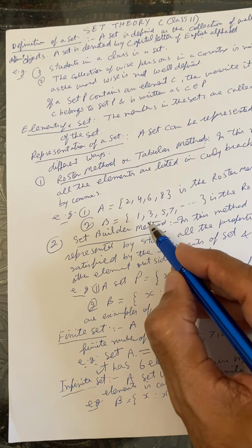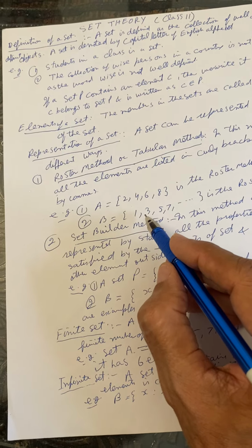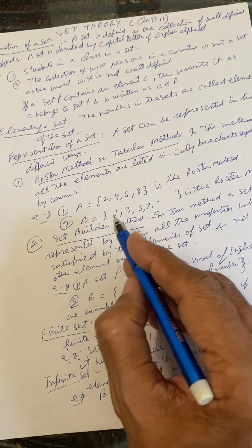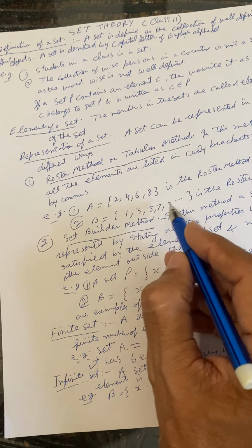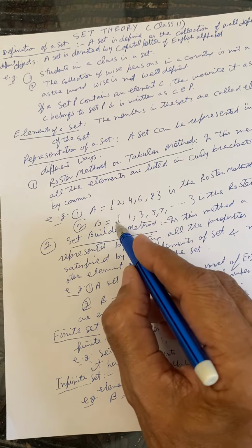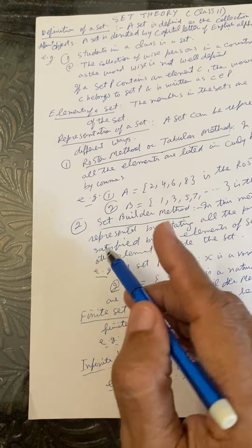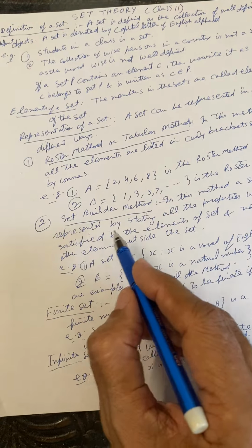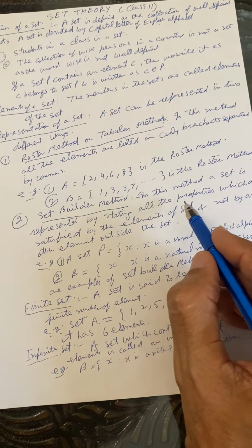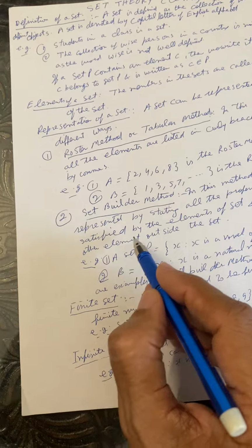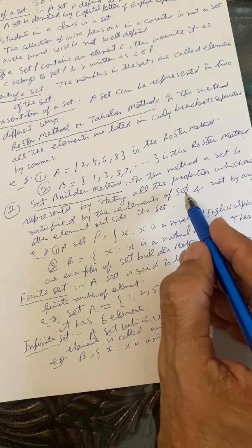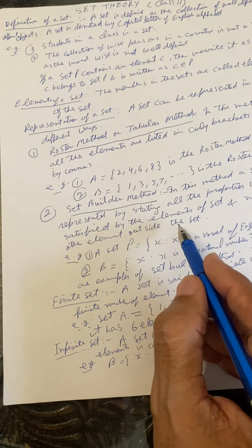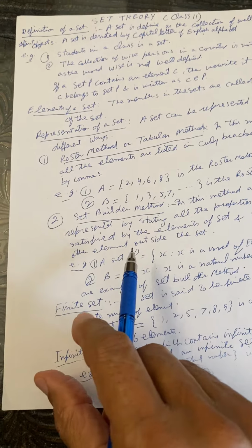Second, set B = {1, 3, 5, 7, and so on} is the roster method. Again, these elements have been enclosed in curly brackets. Second is the set builder method. In this method, a set is represented by stating all the properties which are satisfied by the elements of the set and not by any other element outside the set.